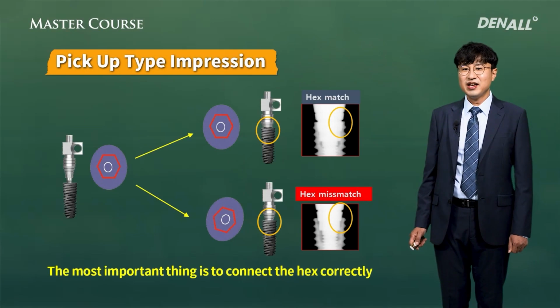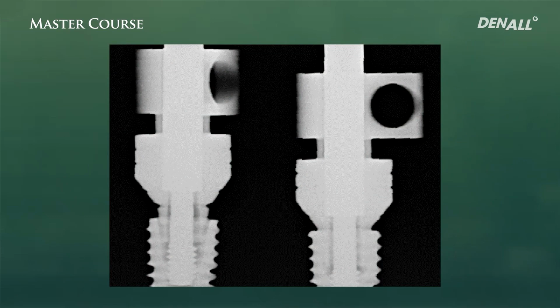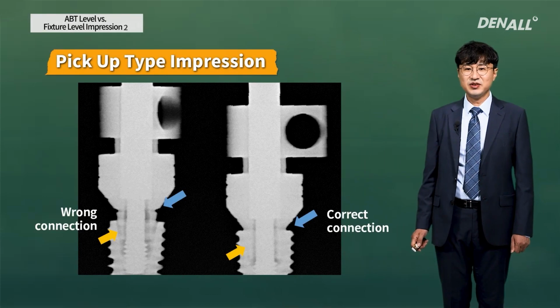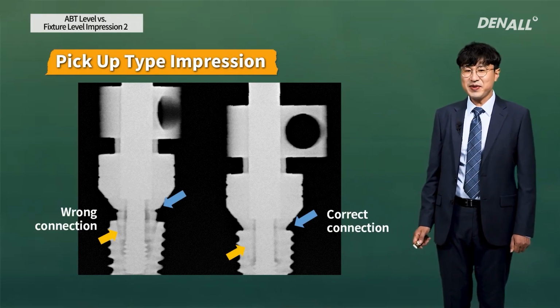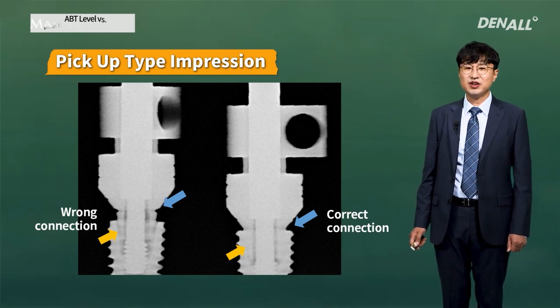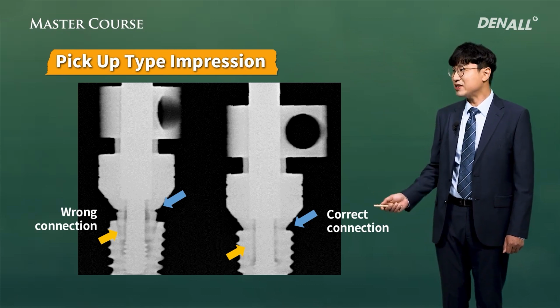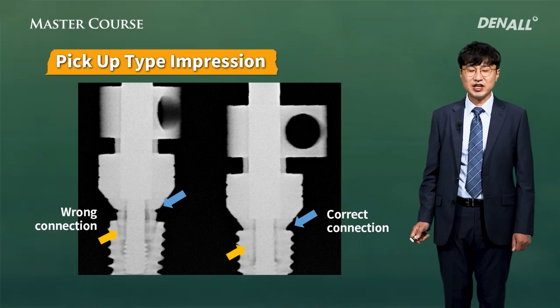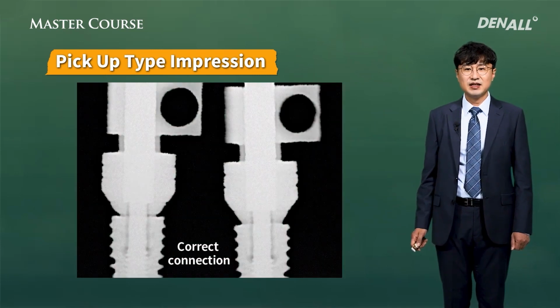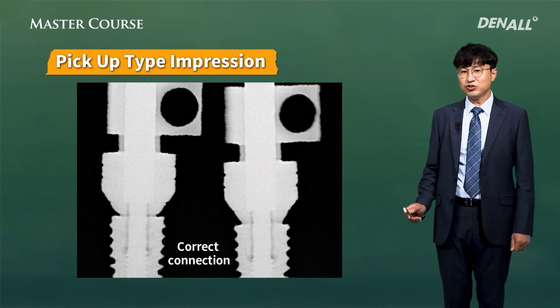The key part is correctly connecting the hex. One is wrong connection here. Let's try to find out which one it is. Can you see it? The same impression coping. There is a notch, and if there is a notch and there is some distance, wrong connection, and there is also a gap that can be used as an identifier, and with that you can distinguish between wrong and correct connection, and this is the correct connection. The hex, even if it's wrongly connected, this screw still will be tightened, so you really have to be careful.